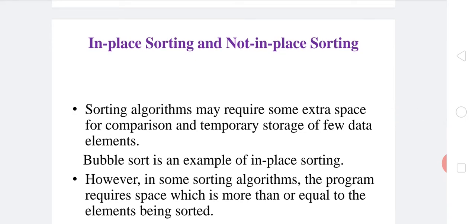The next point is in place sorting and not in place sorting. A sorting algorithm may require some extra space for comparison and temporary storage of a few data elements. Algorithms that do not require any extra space are said to sort in place, for example within the array itself. This is called in place sorting. The example of in place sorting is bubble sort.